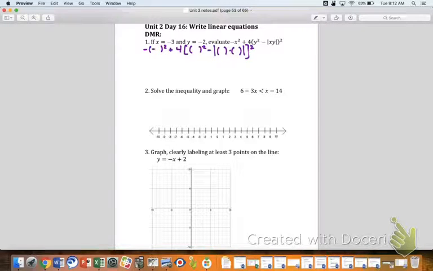So -3 would go here and here. -2 would go here and here. And of course, whenever we're doing evaluation of an expression like this, and there's tons of operations going on, we definitely don't read from left to right. We read according to PEMDAS. So I'm going to go ahead and do all the work at the parentheses first. So I'm just going to leave this alone for the moment. And then working in the parentheses first.